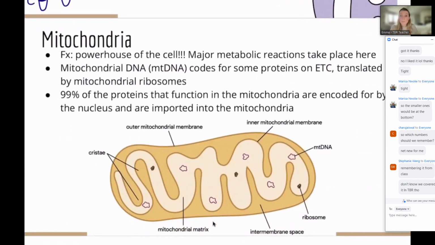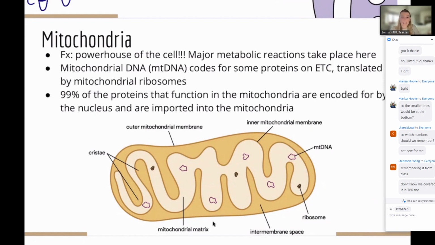Another membrane-bound organelle, obviously the mitochondria, powerhouse of the cell, everyone's favorite organelle, I hope. It does it all. The big things to remember are that there is mitochondrial DNA. If you've taken any of your 23andMe, they will tell you your maternal haplotype, and that's from your mitochondrial DNA. There's also this idea that we all eventually came from one mitochondrial DNA called mitochondrial Eve. So remember that we do have that in there, and it does code for some proteins on the electron transport chain.